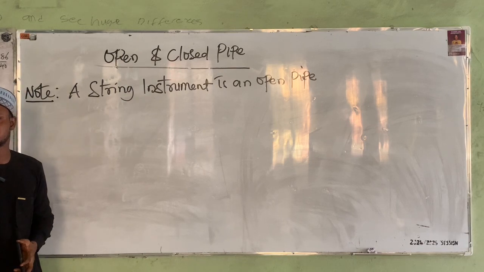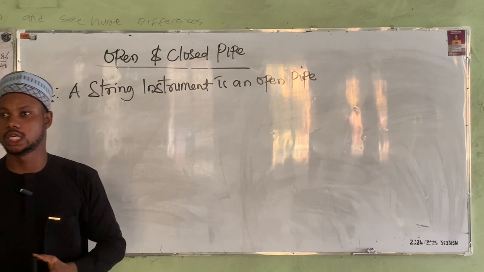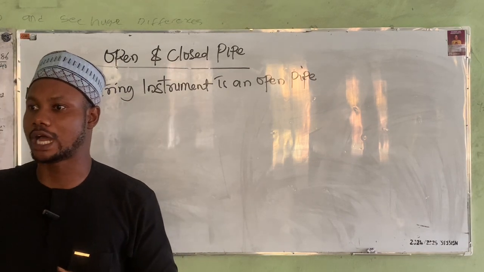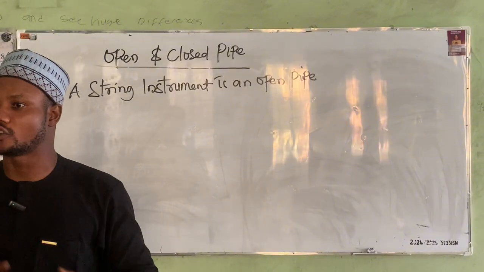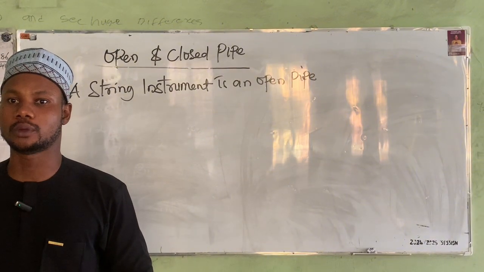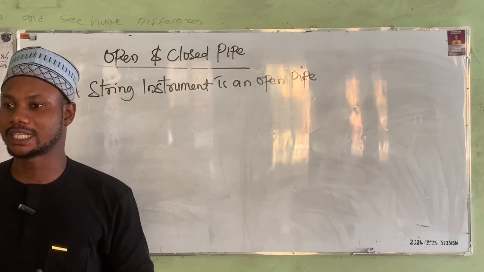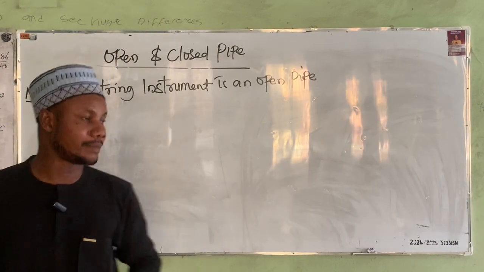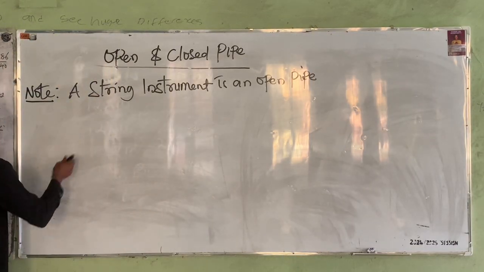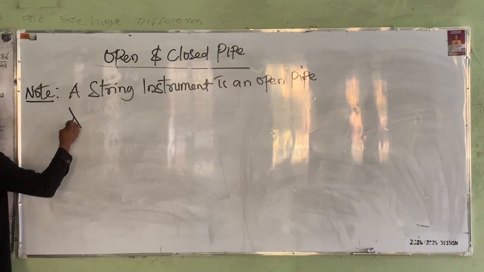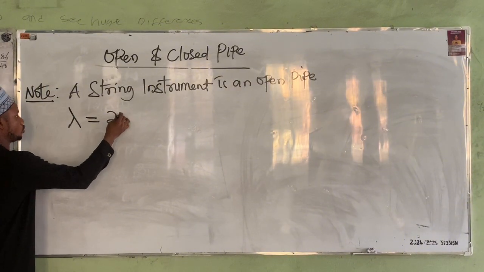But there is a relationship between the linear formula for an open pipe and that of a wave. So now let's consider the formula of an open pipe. Please write. Mathematically, lambda is equal to 2L.